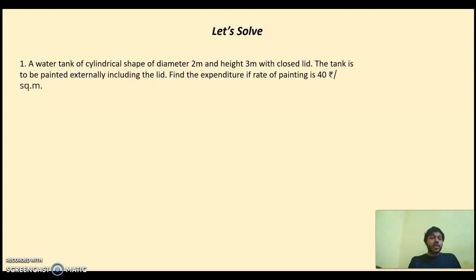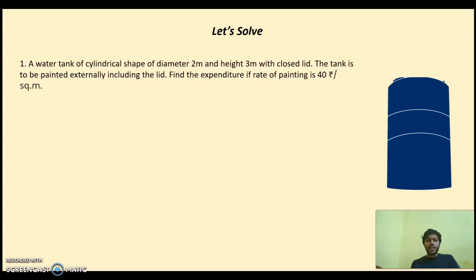Now we have to look at what is given in this problem. The problem asks us to find out the expenditure of painting. For that, we have to calculate the total surface area of the cylindrical tank, and the diameter, that is the radius of the cylinder, is given, whereas the height 3 meters is also given, along with the rate of painting. We know that the total surface area of a cylinder is given by the formula 2 pi r h plus 2 pi r square. In short, it is 2 pi r taken as common and multiplied by h plus r.